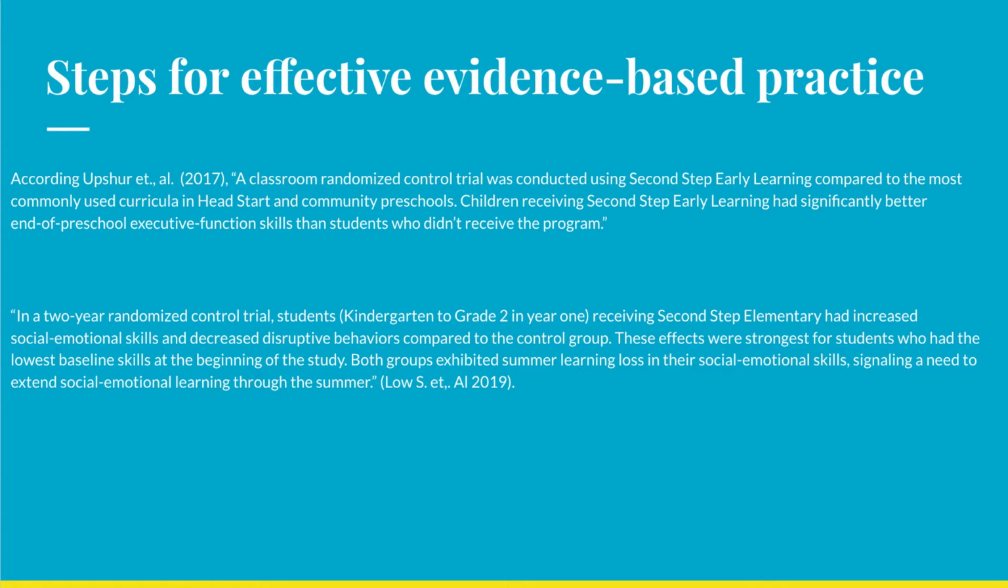receive the program. And then also there was another research that stated that in a 2-year randomized controlled trial, students in kindergarten to second grade in 1 year receiving Second Step Elementary had increased social emotional skills and decreased disruptive behaviors compared to the control group. These effects were strongest for students who had the lowest baseline skills at the beginning of the study. Both groups exhibited summer learning loss in their social emotional skills, signaling a need to extend social emotional learning throughout the summer.